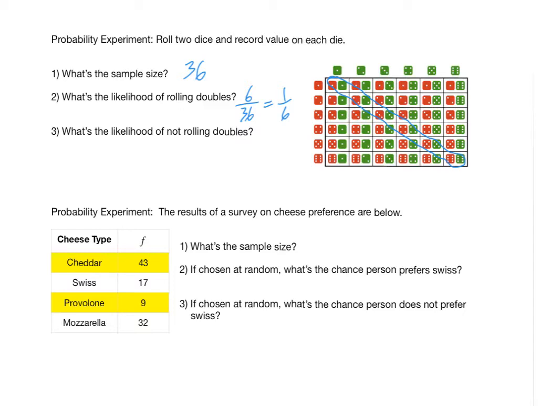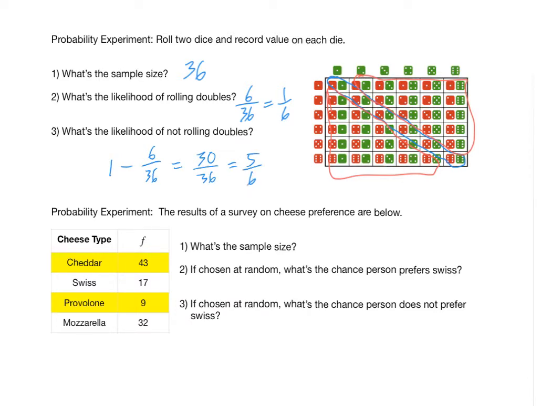Finally, what's the likelihood of not rolling doubles? Well, technically, you could go through and count all the rest of these. All the rest of these here and here. All of those are not doubles. But that's a waste of time. We've already discussed that when you have complementary events, and here we do, rolling doubles is complementary to not rolling doubles, we can compute the likelihood of the complementary event by doing 1 minus the probability of rolling doubles, which is 6/36. So 1 minus 6/36 is equal to 30/36, which of course can be reduced to 5/6.